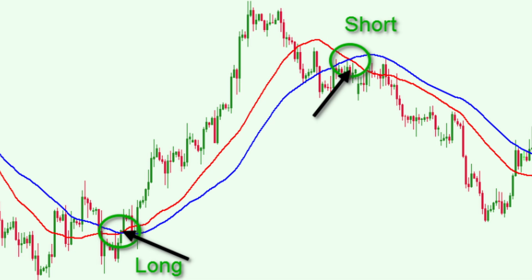Traders can apply these moving average lengths to any chart time frame, whether it's 1 minute, daily, weekly, or any other interval. Remember that moving averages are just one tool among many, and combining them with other technical indicators can enhance your trading strategies.